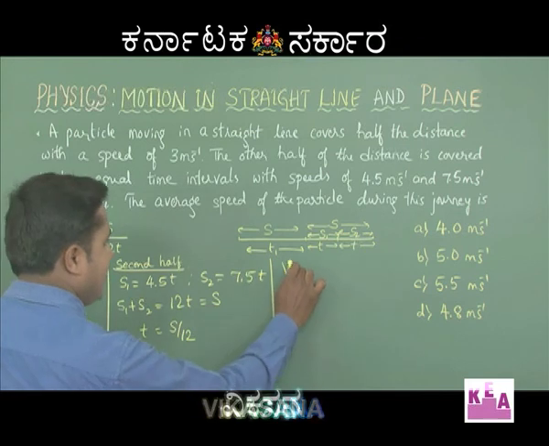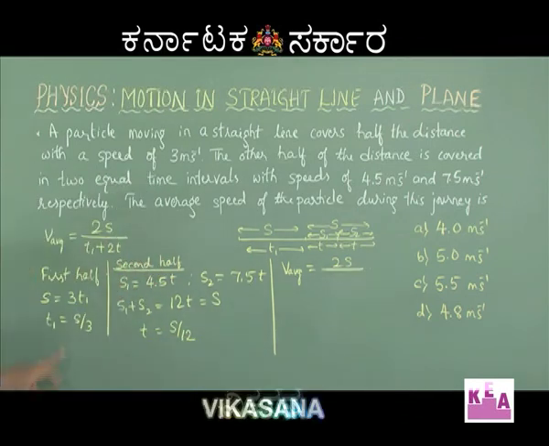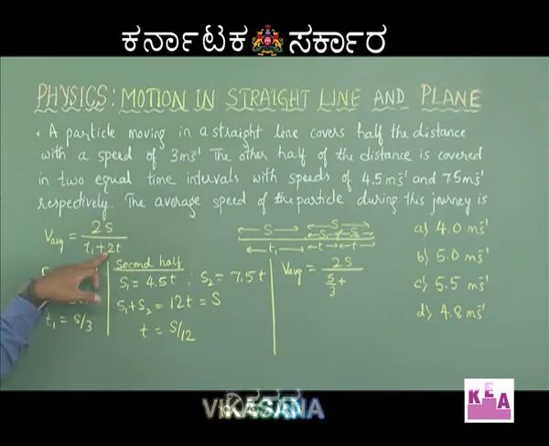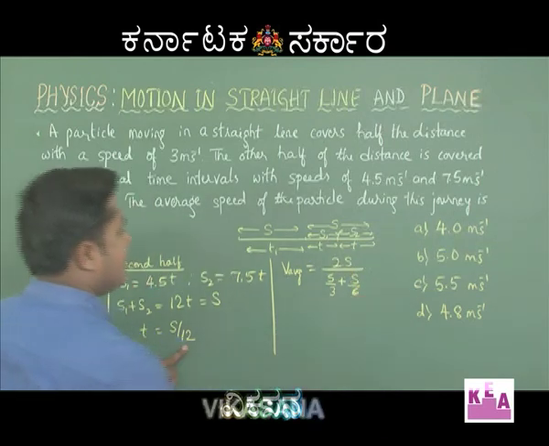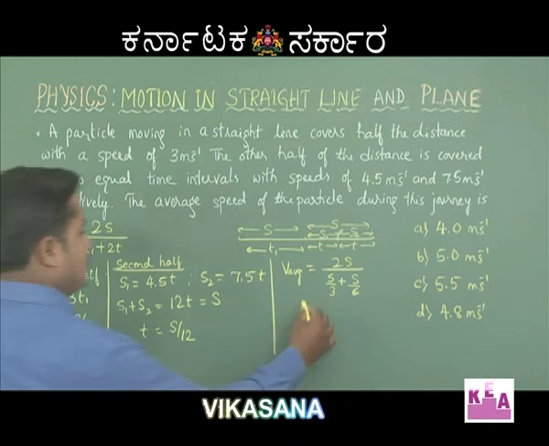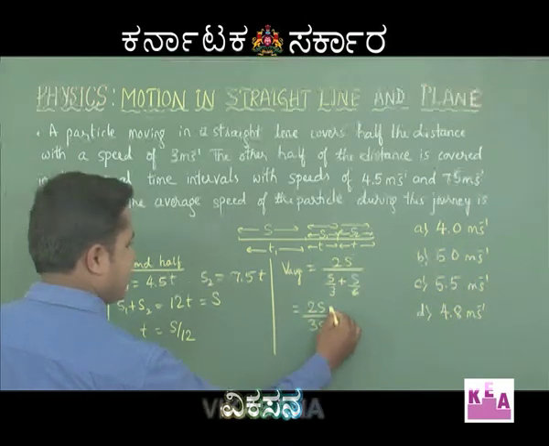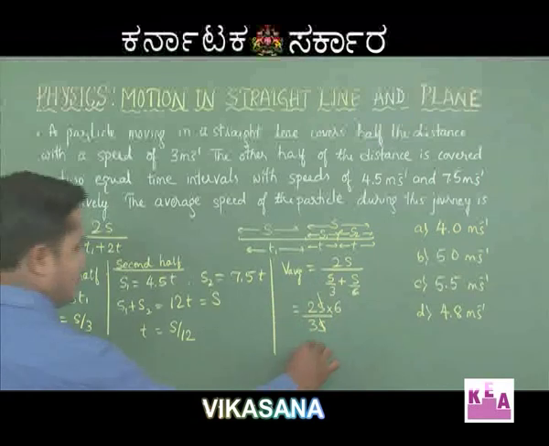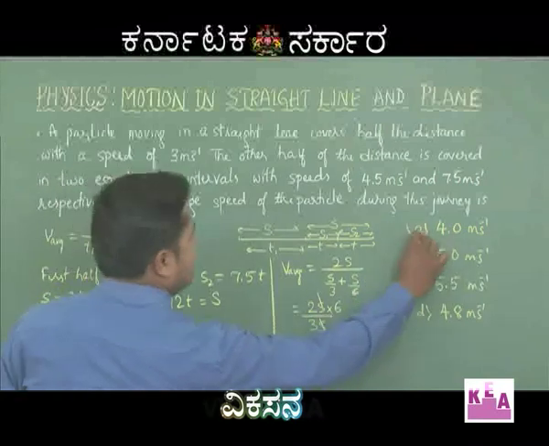Look at this, V average is equal to 2S divided by S by 3, t1 is S by 3, plus 2 times S by 12, it is S by 6. I hope it is clear. Now, this is 2S divided by 6 being the LCM, this is 2S plus S is 3S, and 6 goes to numerator. 12S, so S gets cancelled, 12 by 3 is 4. So, V average is 4 meter per second. Do I have an option? Yes, option A is the correct answer.